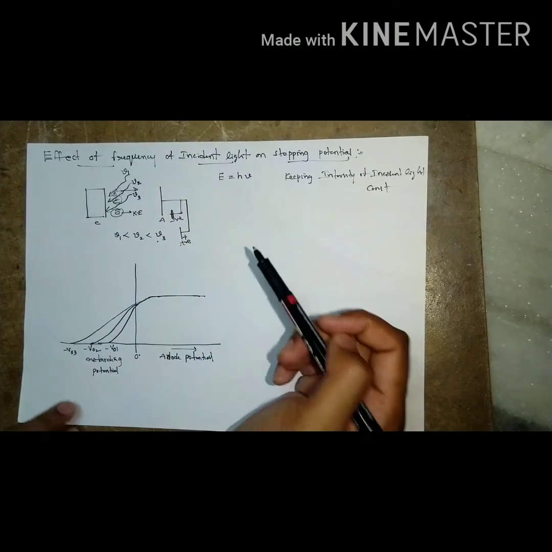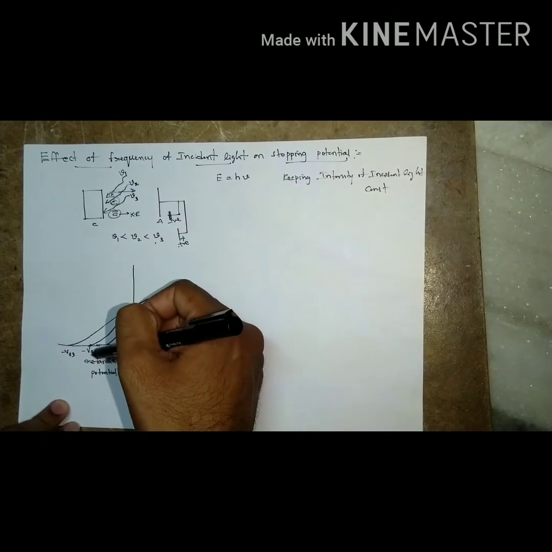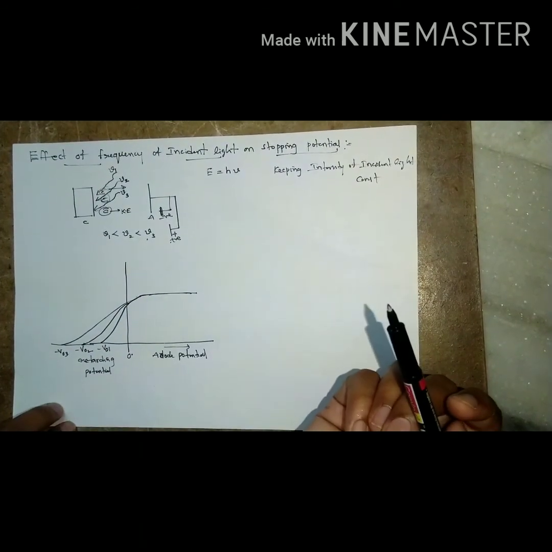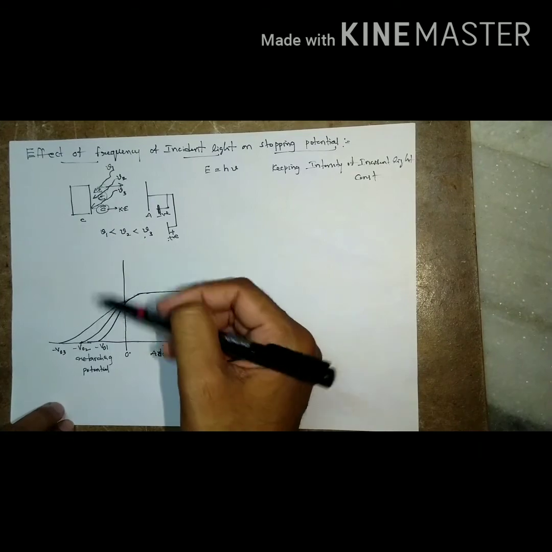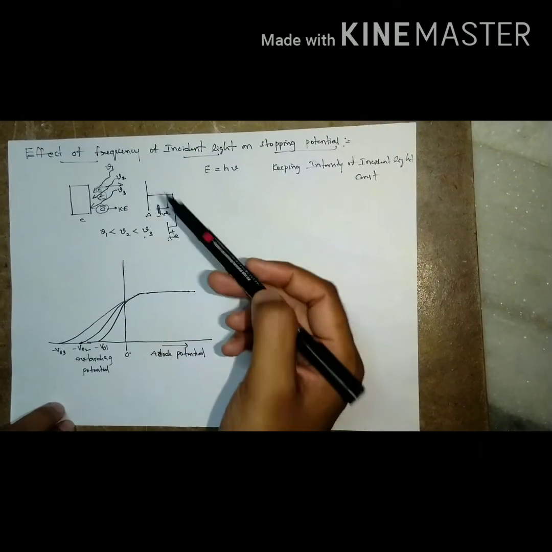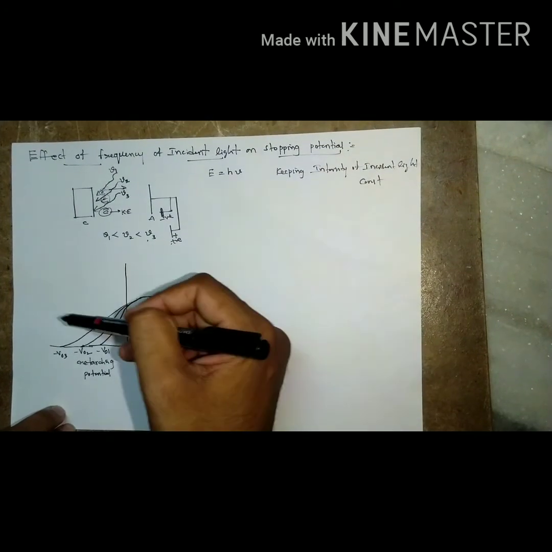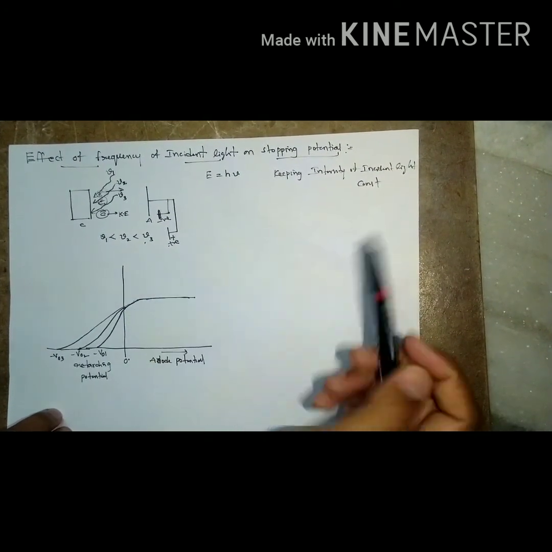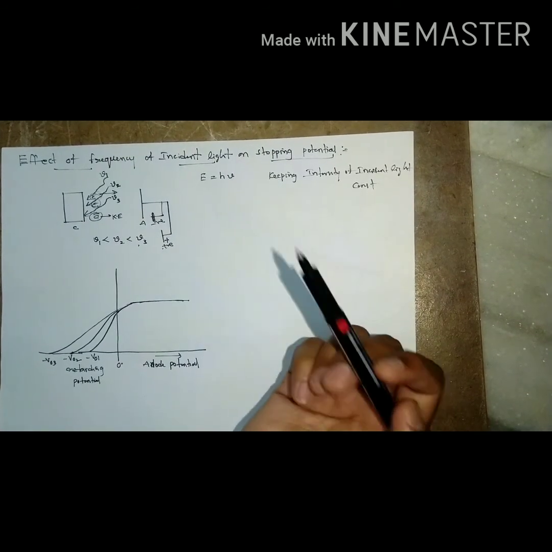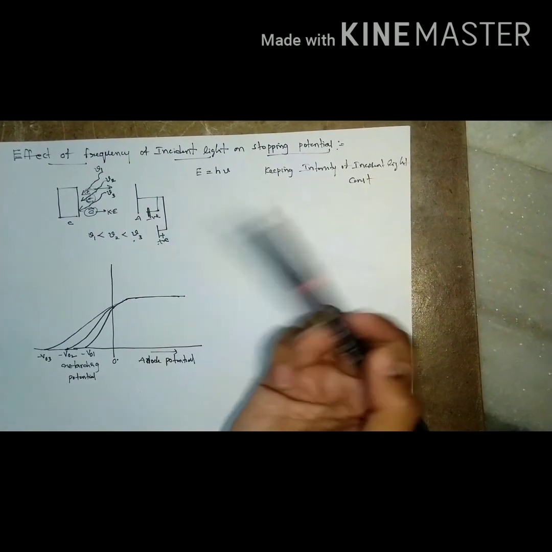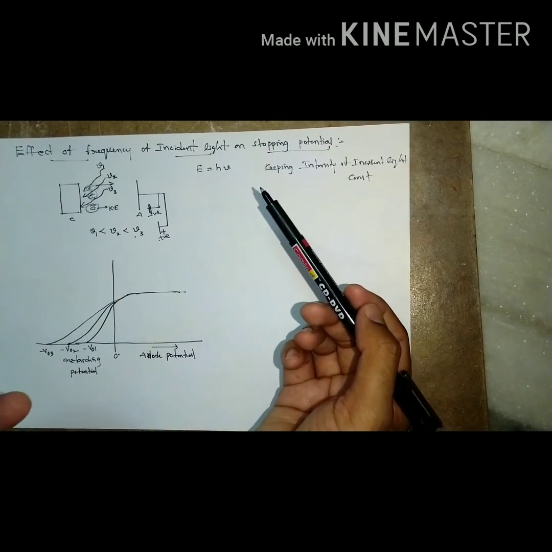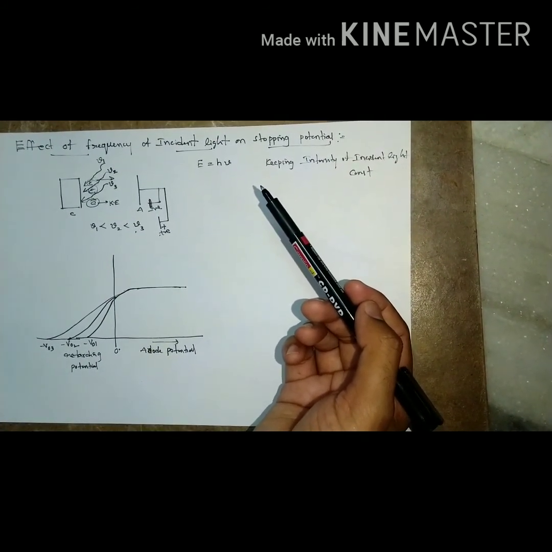And one more point: the stopping potential is directly proportional to the frequency of incident light. If frequency increases, stopping potential also increases. And one more important point: saturation current is directly proportional to the intensity of incident light. If intensity increases, saturation current also increases. These 2 points are the most important points.